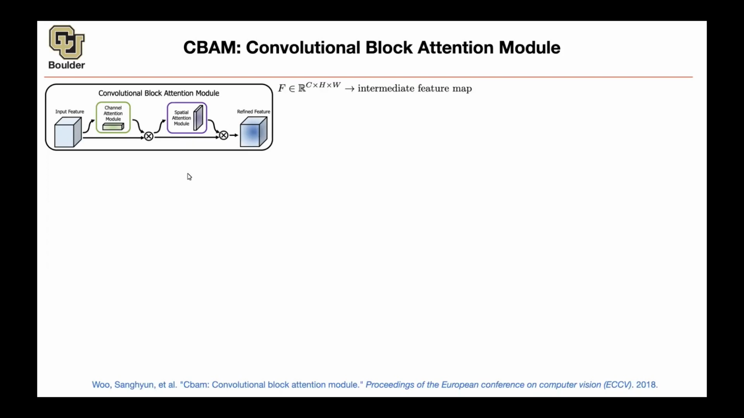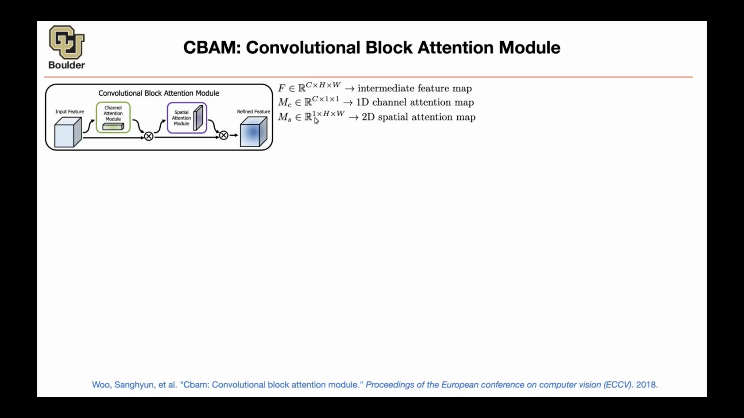Mathematically, you have your intermediate feature map, which is going to have some height, some width, some number of channels. This first attention module is exactly what you have for squeeze and excitation. You get a single vector, and then you're collapsing the height and the width. For 2D spatial attention, you're collapsing the channel.